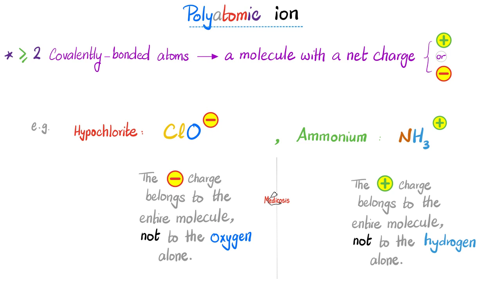The negative charge does not belong to oxygen alone. It does not belong to chlorine. It belongs to all of them. The entire polyatomic ion is negative. How about ammonium? Oh, it's a polyatomic ion with a positive charge. And again, the positive charge belongs to the entire thing.